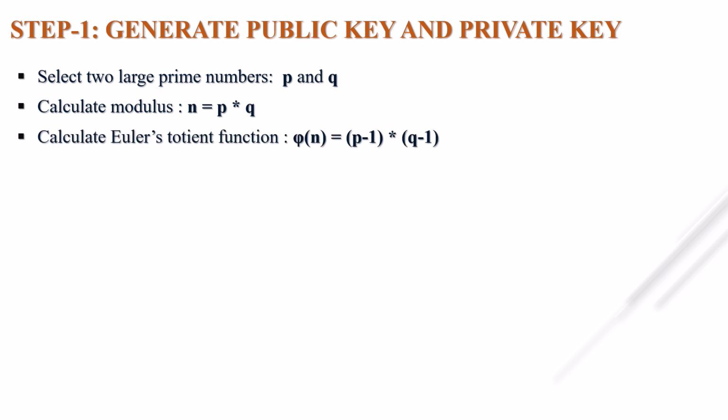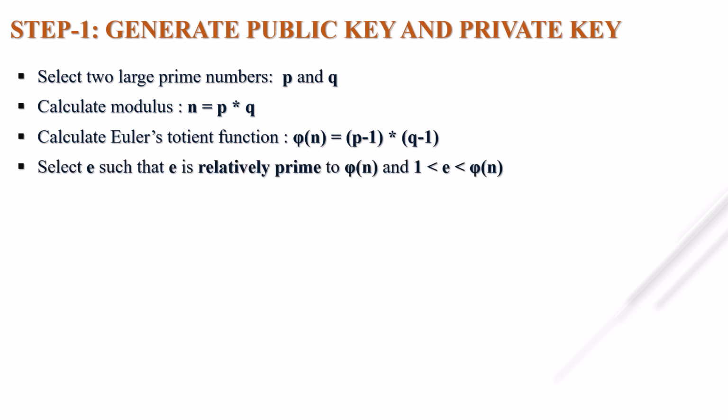Next, calculate the Euler totient function. How will it be calculated? Totient function of n is equal to (P minus 1) into (Q minus 1). Suppose the value of P is 7 and the value of Q is 11, then 6 into 10 will be the answer of the totient function of n, that is 60. Next, select E such that E is relatively prime to the totient function of n, and E must be greater than 1 and less than the totient function of n. So you have to select this E, but it must be relatively prime to the totient function of n.